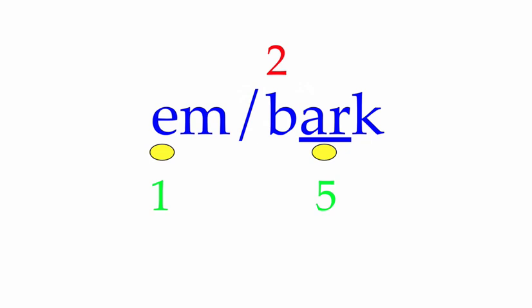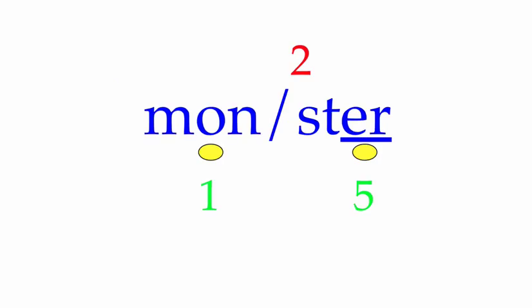Monster. First syllable mon, 3 sounds. M, A, N. Stir, 3 sounds. S, T, R. Monster. Mark the word. Monster.